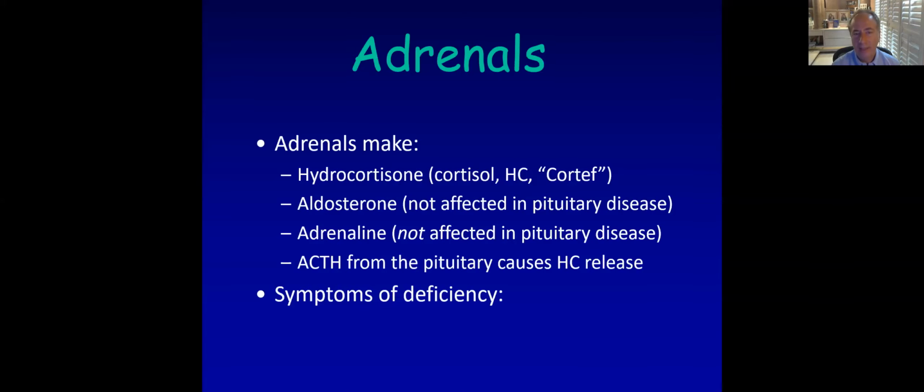Aldosterone is a very important adrenal hormone, but it's not an issue for those with pituitary disease because the adrenal gland is fine. It's a factory, it's fine. It just needs its boss to tell it to do some things. And the pituitary only controls this part, the hydrocortisone production. It doesn't affect aldosterone. It doesn't affect adrenaline. As far as ACTH, that's the hormone. That's like the TSH to the thyroid. ACTH is to the adrenal glands.